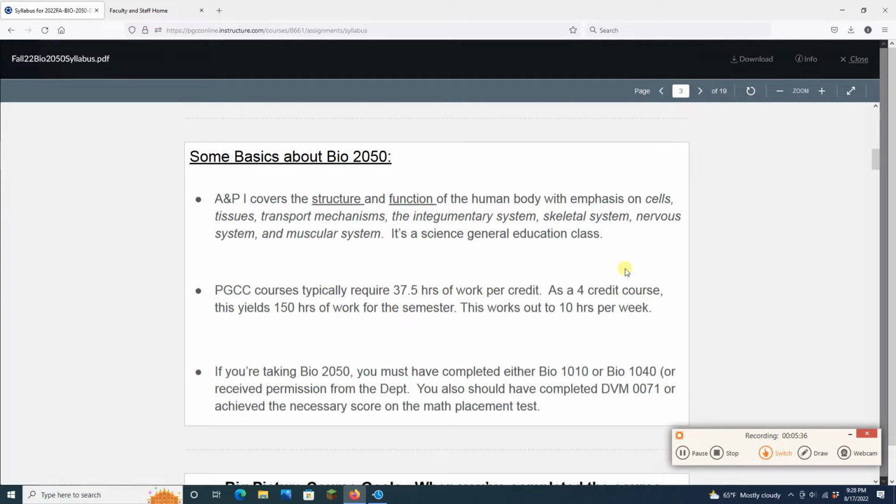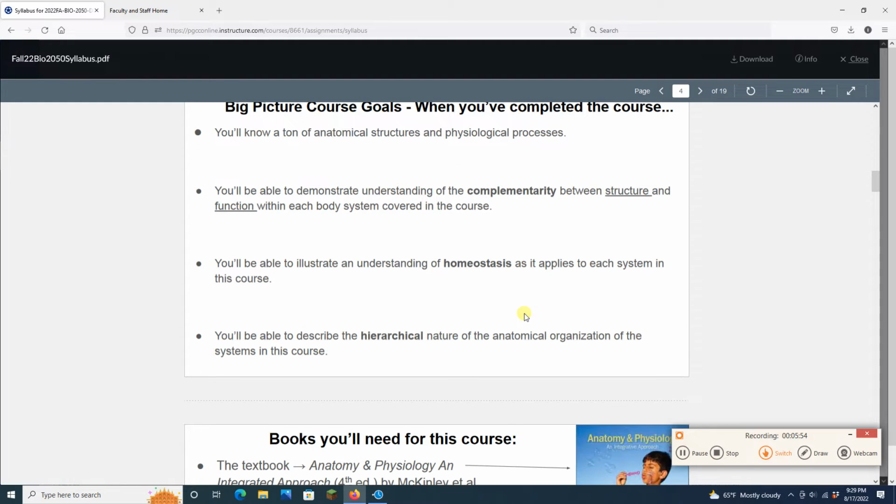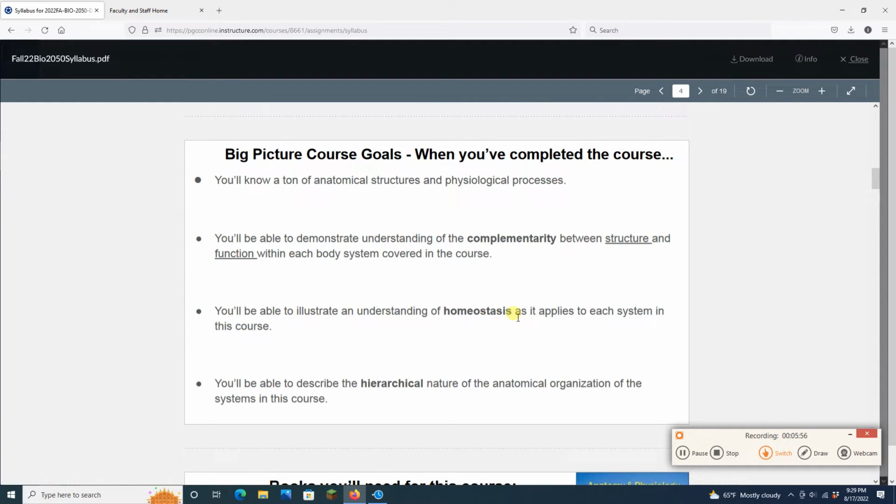If you're in this class, you should have taken Bio 1010 or Bio 1040 or gotten permission from the department. You should have also done the appropriate math class or math placement. Anyhow, some big picture goals we've got. When we're done, you're going to know a ton of anatomy. You're going to know a lot of structures and a lot of physiological processes. You're going to be able to tell me and tell your friends how there is complementarity between structure and function in the body systems that we do in this course.